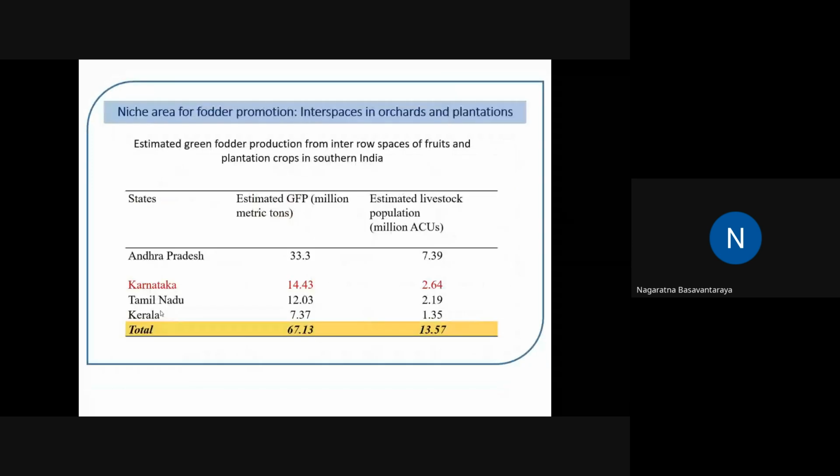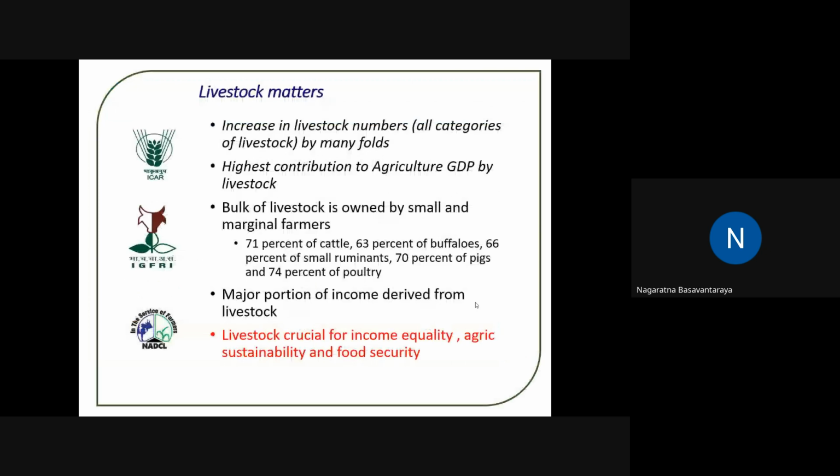When we analyze how much fodder can be produced if we utilize all the interrow spaces, considering the interrow spaces of horticulture crops as a niche area, you can see that nearly 67 million metric tons of green fodder can be produced. This can cater to the yearly fodder requirement of 13.5 million adult cattle units in the southern part of the country. So it's a huge figure which can help us meet the fodder shortage being experienced at present in the country.